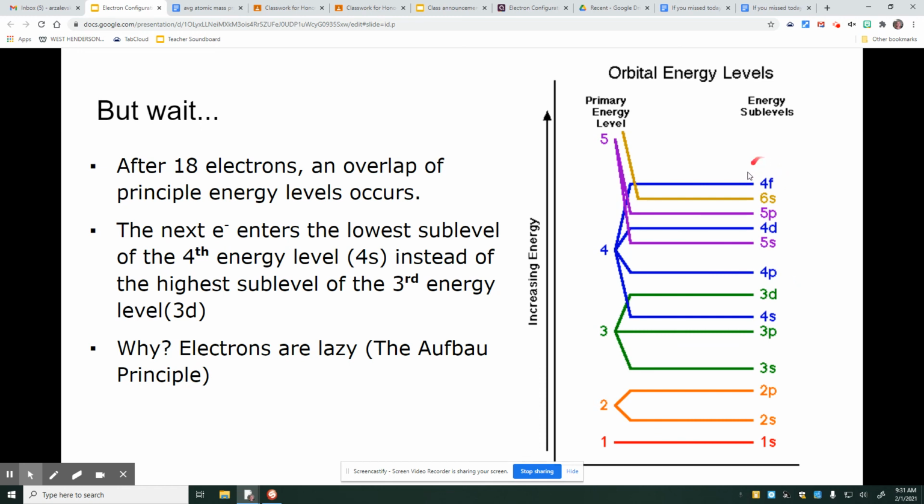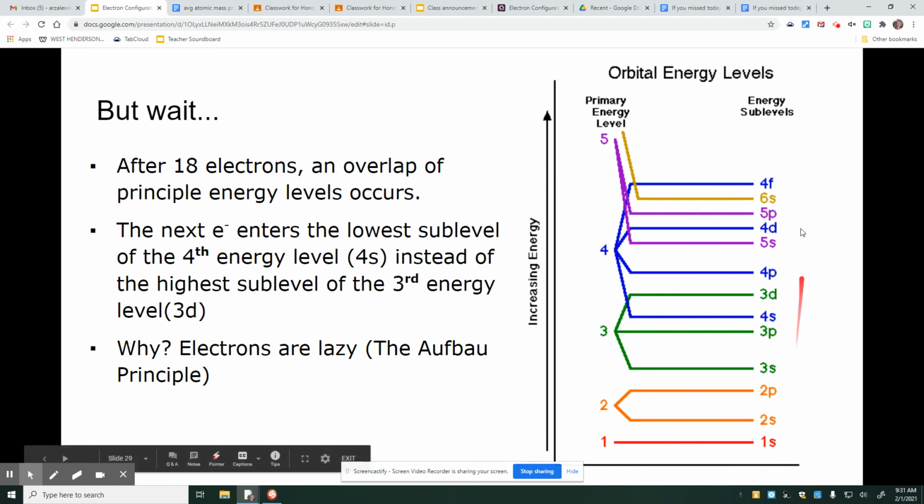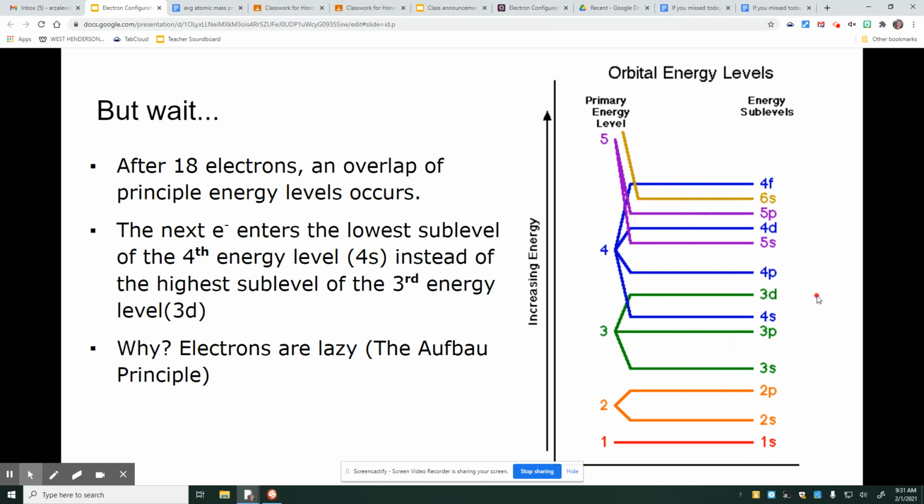So in order to write our electron configuration, we need a way to write these in the order in which they are filled. And so what we're going to use is the periodic table. There's another video on that to show you how we use the periodic table to write our electron configuration.